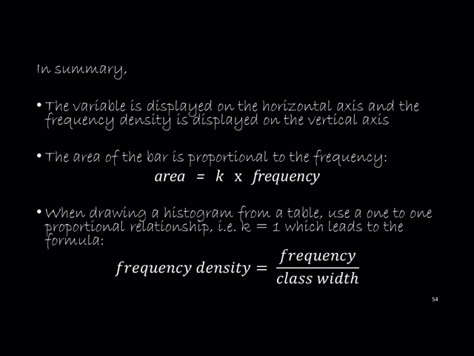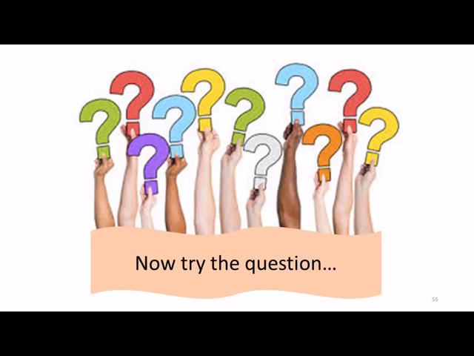The area of the bar is proportional to the frequency. Area equals k times the frequency. When drawing a histogram from a table, use a 1-to-1 proportional relationship. In other words, k equals 1, which leads to the formula frequency density equals frequency divided by class width. Now please try the question.